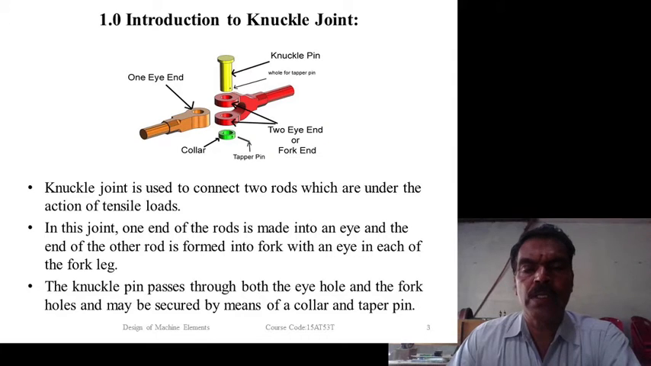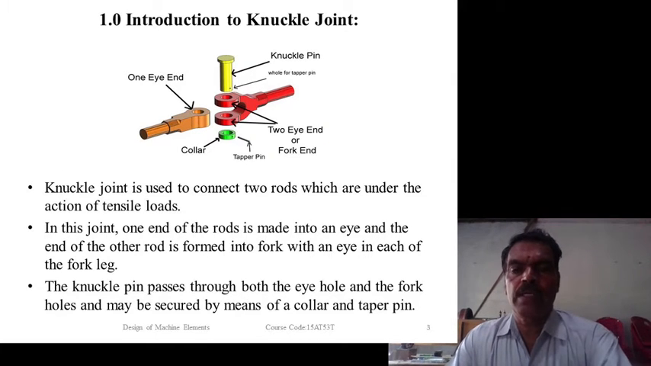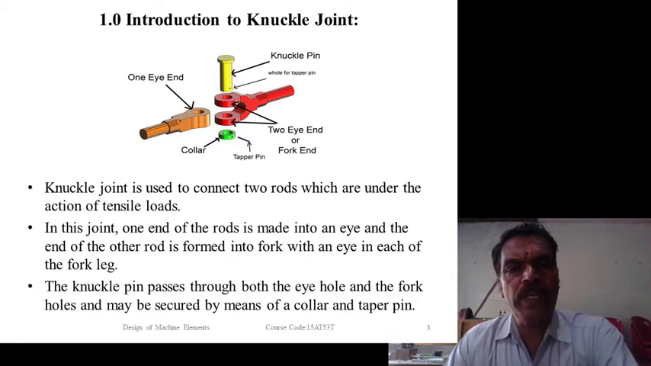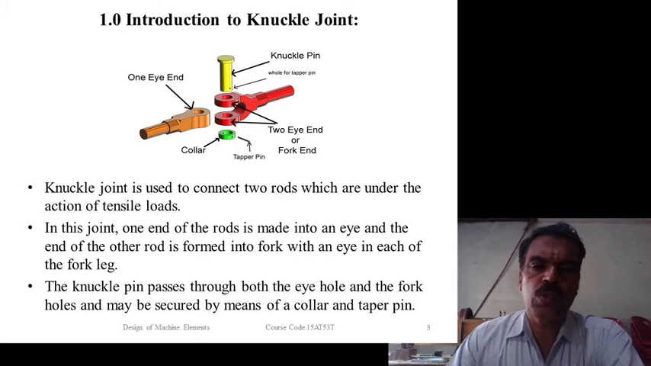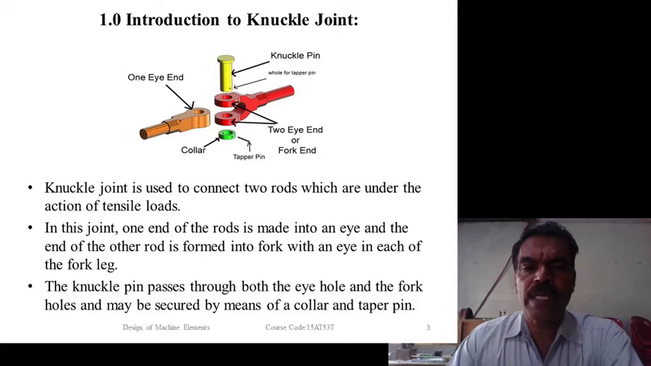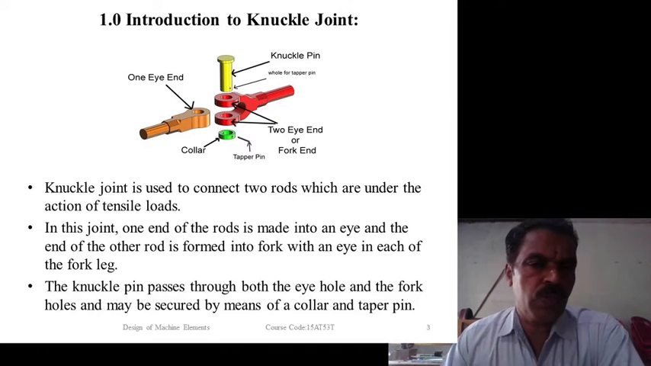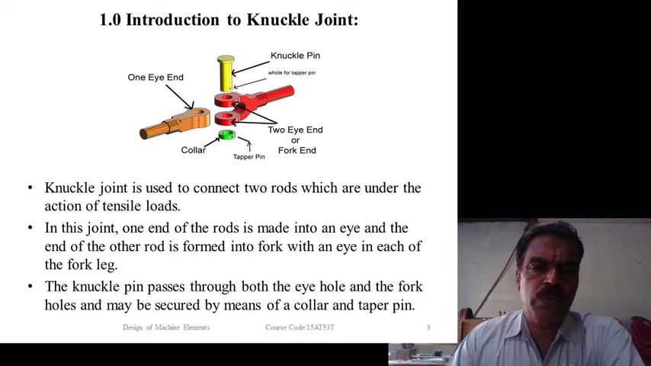Now I will start the actual introduction to knuckle joint. First of all, we should understand the use of knuckle joint. For what purpose are we going to use the knuckle joint? So what is the knuckle joint? Knuckle joint is a joint which is used to connect two rods which are under the action of tensile loads. It means that the knuckle joint is used only for tensile load applications, not for compressive as well as shear loads.